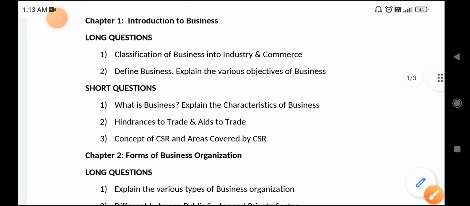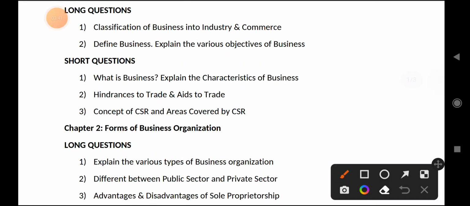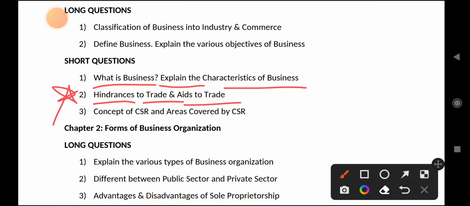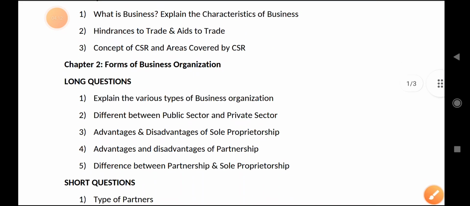What is business? Explain the characteristics of business. Hindrances to trade and aids to trade. This is one of the important questions, and has also been asked in short. Characteristics of business, this is a short question. And concept of CSR, areas covered under CSR. You people may leave this as a choice, but don't leave this concept. Concept of CSR, that is corporate social responsibility.